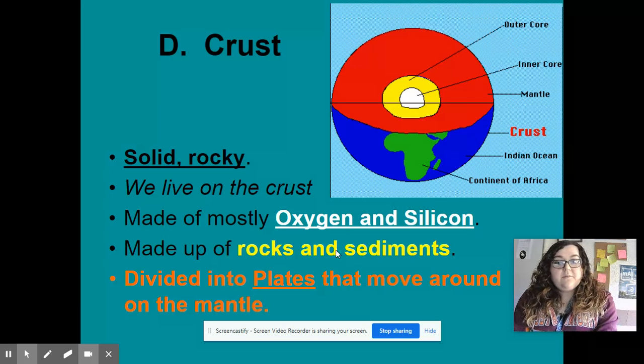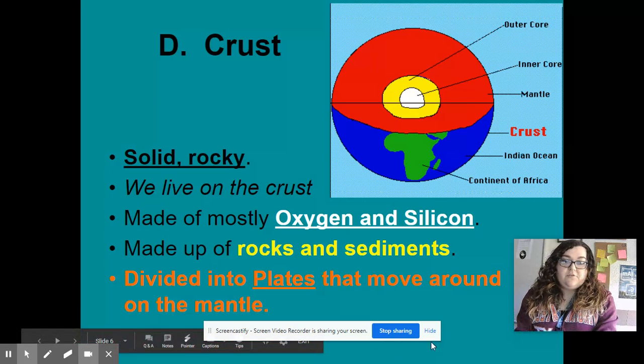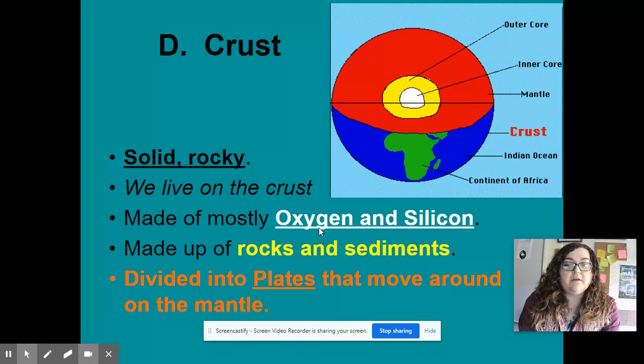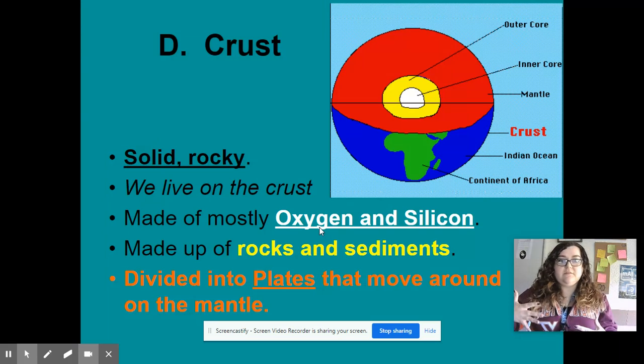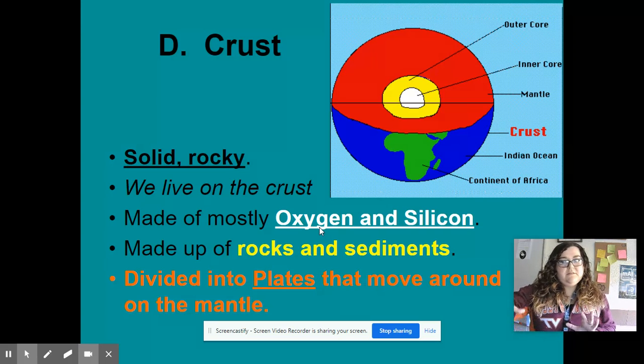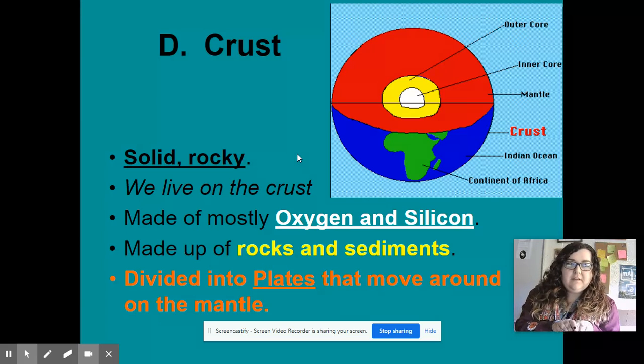And we already know that it's made up of rocks, and sediments are just broken down rocks or organic material. And the big idea for this is that the crust is divided into plates that move around. So you can picture the plates as huge puzzle pieces, but puzzle pieces that are floating, so we can move them a little bit. And yeah, that's how you want to picture the crust. It's not like floating on water, but, I'm trying to think of a good thing.